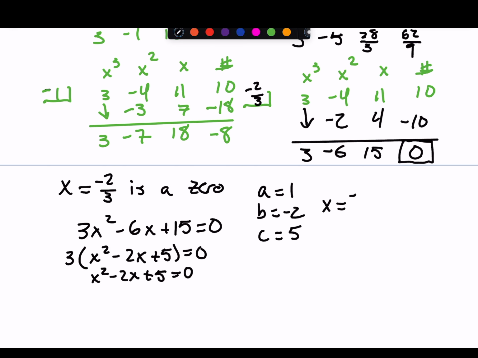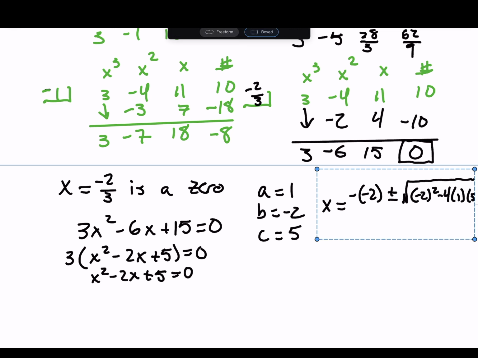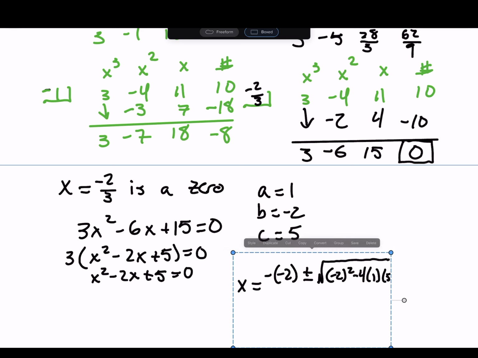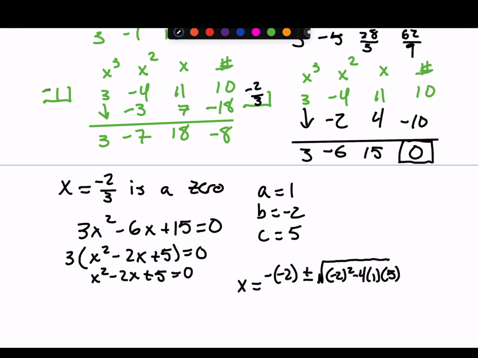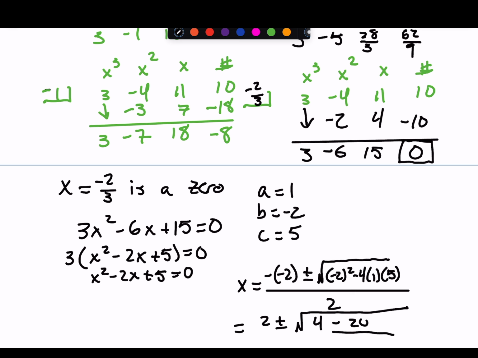So x is equal to negative b, which is negative of negative 2, plus or minus the square root of b squared, so negative 2 squared, minus 4 times a, which is 1, times c, which is 5, all over 2 times a, which is just 2. So that's equal to 2 plus or minus the square root of negative 2 squared, which is 4, minus 4 times 1 times 5, which is minus 20, over 2.